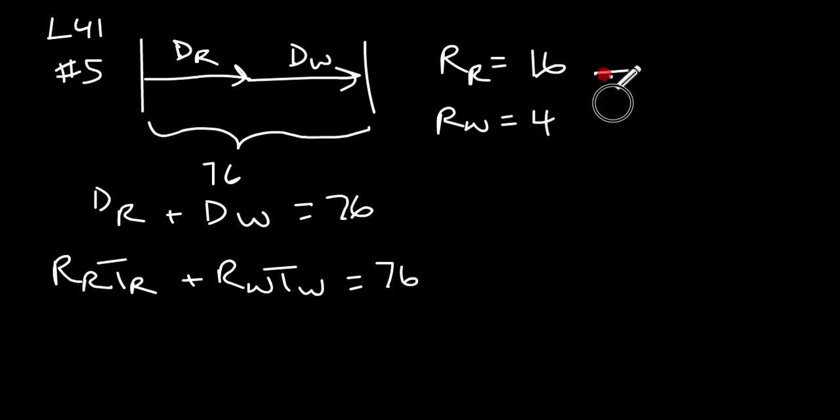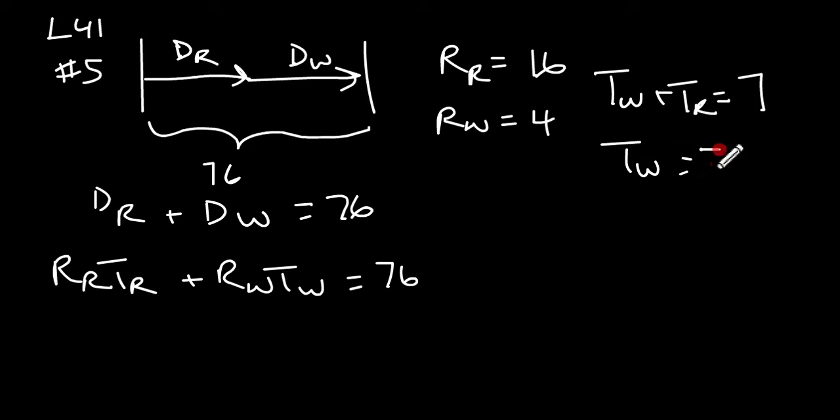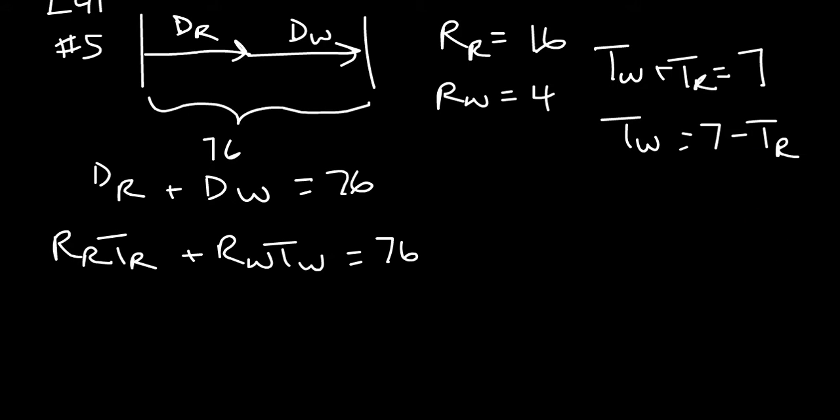And it took a total time, total walking plus total riding. This is almost like the last one, but a different type of problem, is 7 hours. Time walking equals 7 minus time riding. Then we just plug these back in. So rate riding is 16, time riding is 7 minus TW.